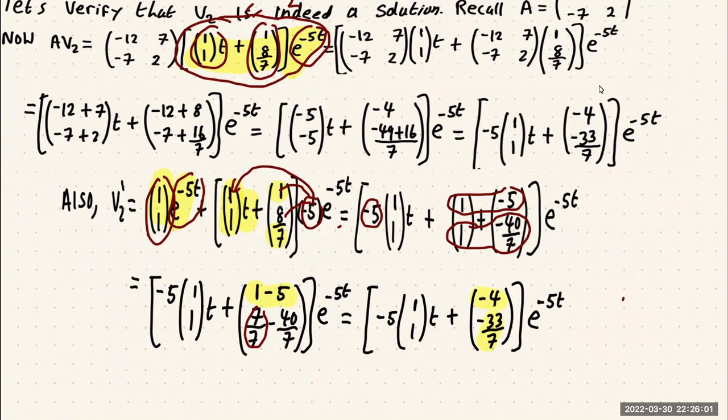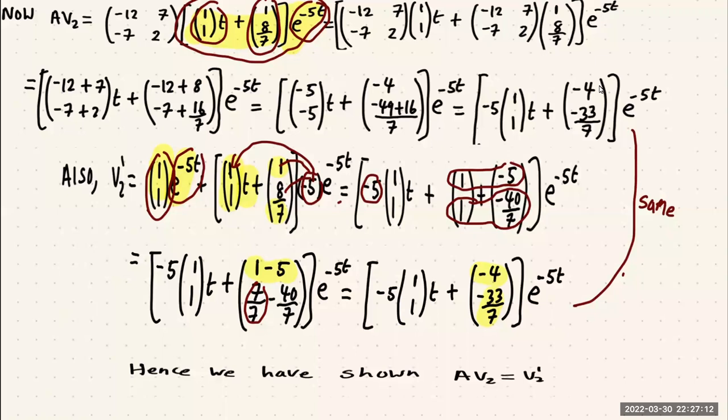And comparing this, the derivative of V2 now, with A V2, you can see they're the same. These are the same. So hence we've shown that A V2 equals V2 prime. And that's what it means to be a solution. So let me write that. So we've shown that V2 is a solution of our system.